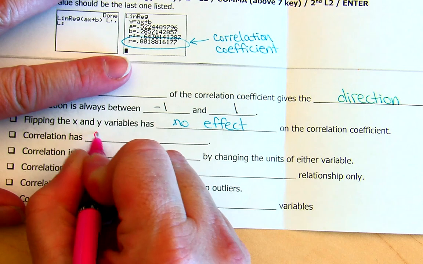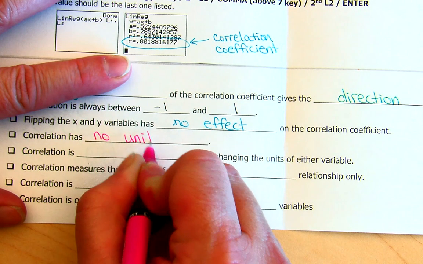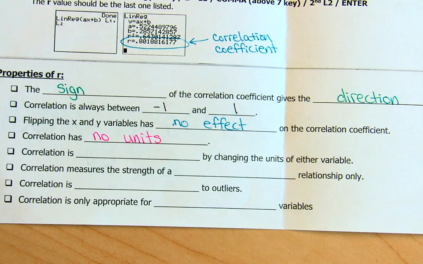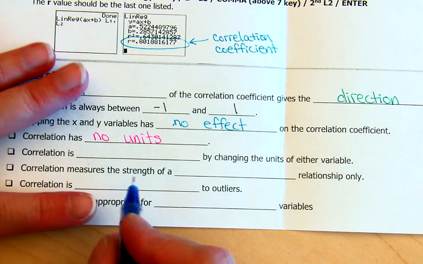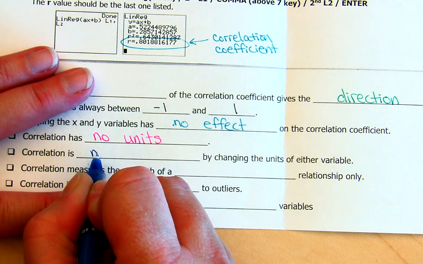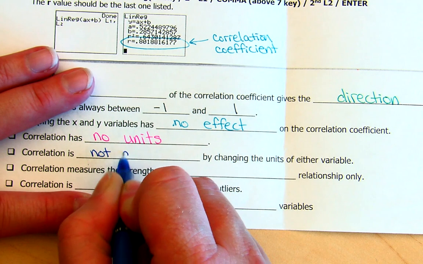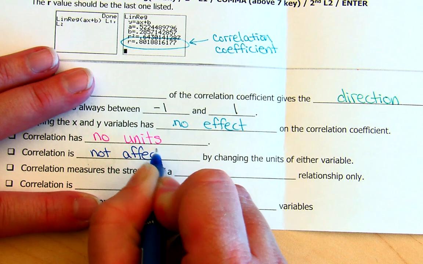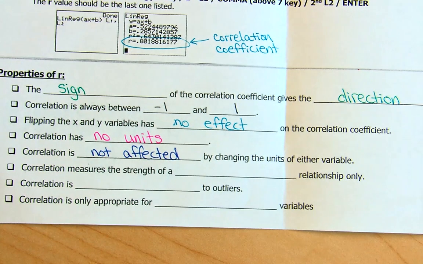Correlation has no units. So it doesn't have units. There's no units to report with correlation. So since it has no units, correlation is not affected by changing the units. So if we change the units of X, if we went from centimeters to inches, that has no effect. So changing the units will not affect the correlation at all.